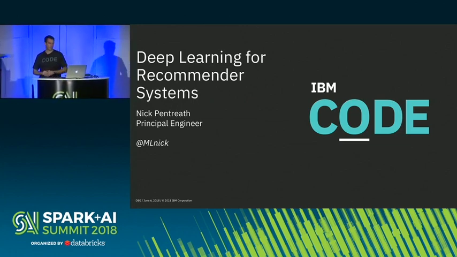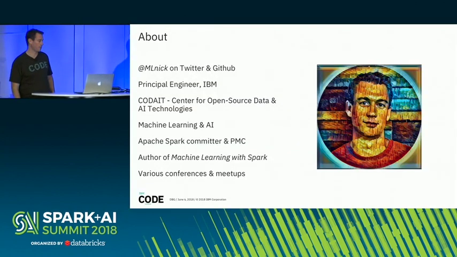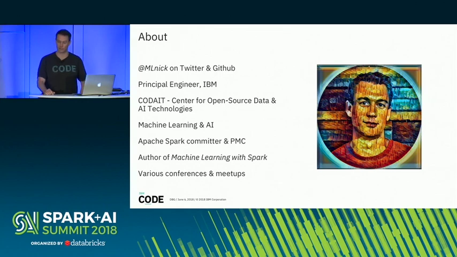So we're going to talk about deep learning for recommender systems. My name is Nick Pentreath. I'm ML Nick on Twitter and GitHub. I'm a principal engineer at IBM, where I work in the Code team, that is the Center for Open Source Data and AI Technologies. I focus on machine learning and AI. I'm an Apache Spark committer and PMC member, and I've written a fairly out-of-date book called Machine Learning with Spark.